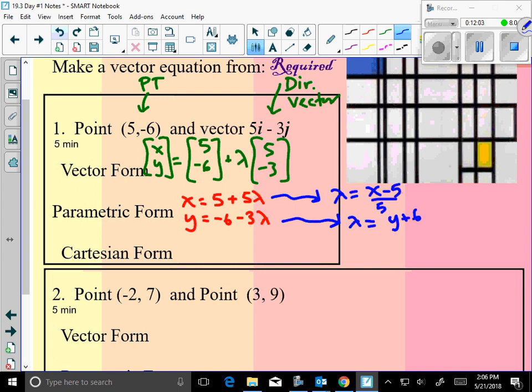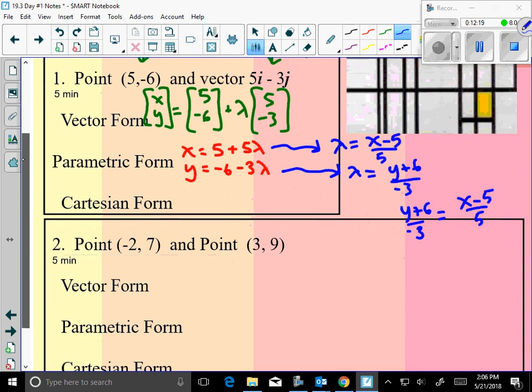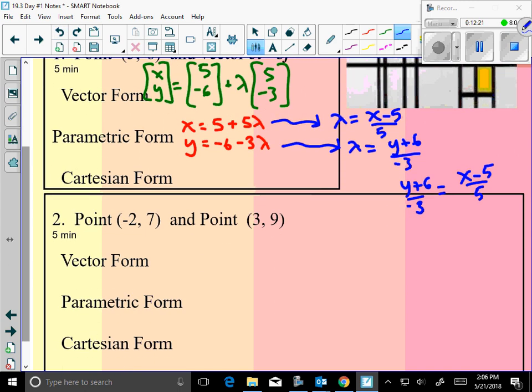Y plus 6 divided by negative 3. Okay, so if they're both equal to lambda, they have to be equal to each other. So y plus 6 divided by negative 3 would be equal to x minus 5 over 5. Well, now let's just solve for y. Okay, first of all, let's know this. Cartesian form, that's done. Finished. I don't need to go further.